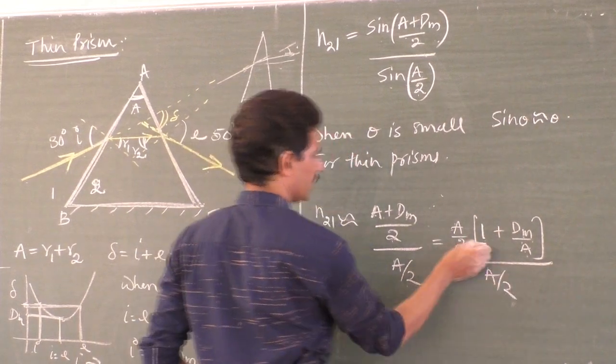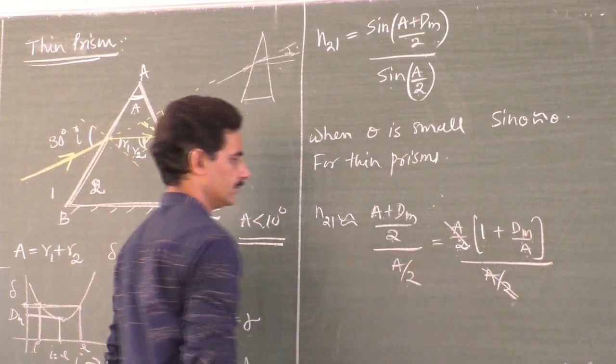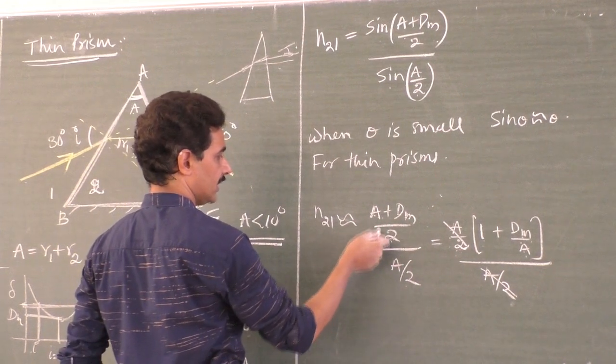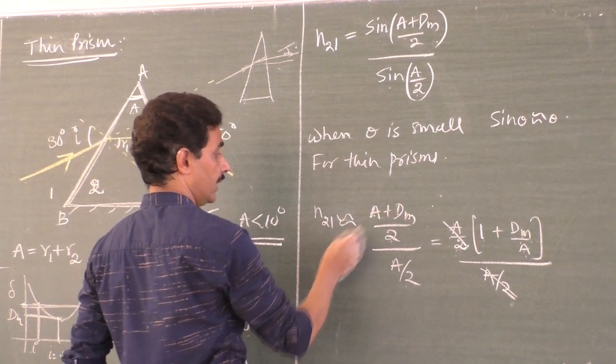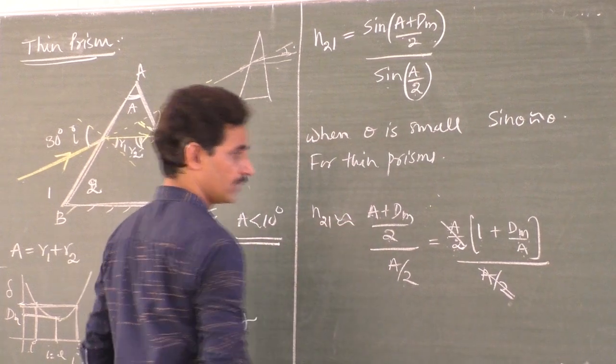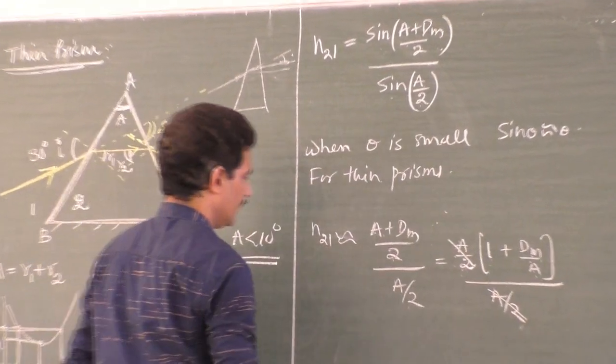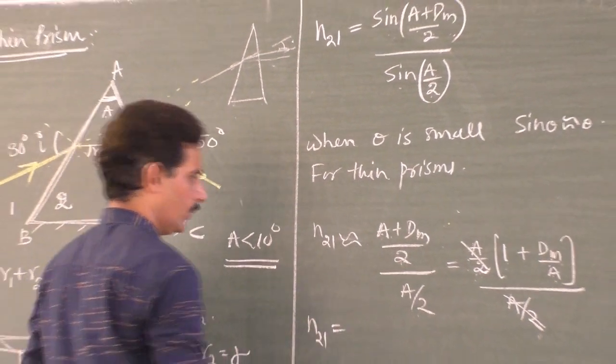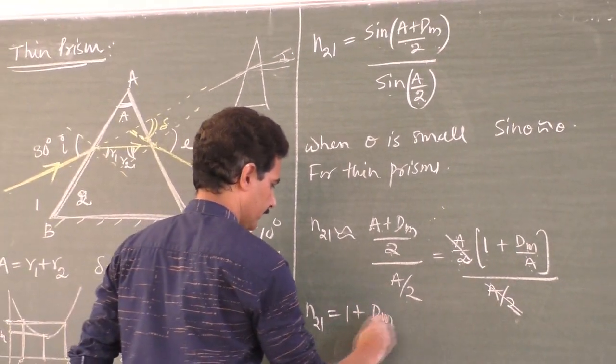Why did you take A by 2 outside? Because I want to cancel it with this one. And there is a sine here, there is a sine here. But sin theta is almost equal to theta only provided this is very small. Prism angle is small. Dm is very small. Okay. Now n21, the refractive index of the prism with respect to the surrounding medium, is 1 plus dm by A.